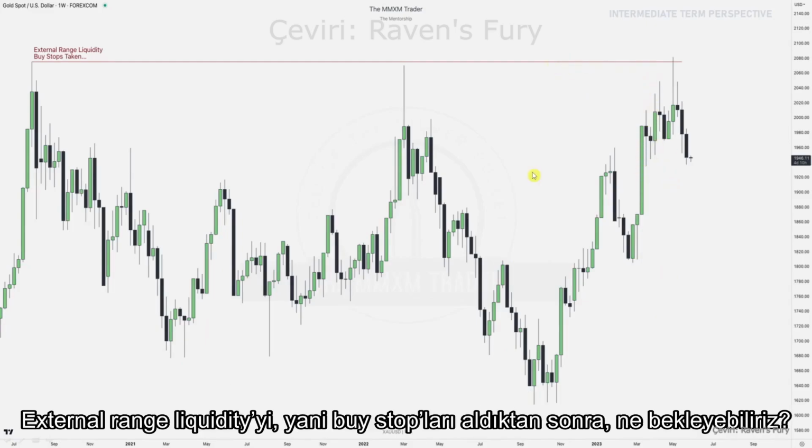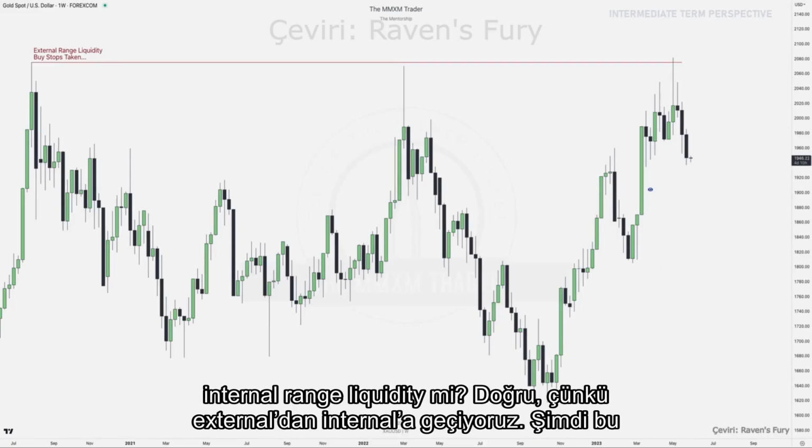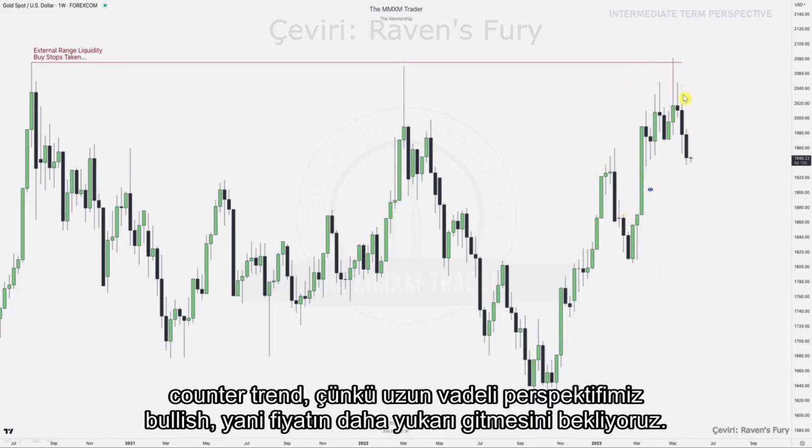So after we take that external range liquidity, those buy stops, right? We can expect what? From external to internal, right? So what would be our next draw on liquidity? If you guessed internal range liquidity, you are right, because we go from external to internal. Now, this is counter trend, right? Because our long-term perspective is bullish.